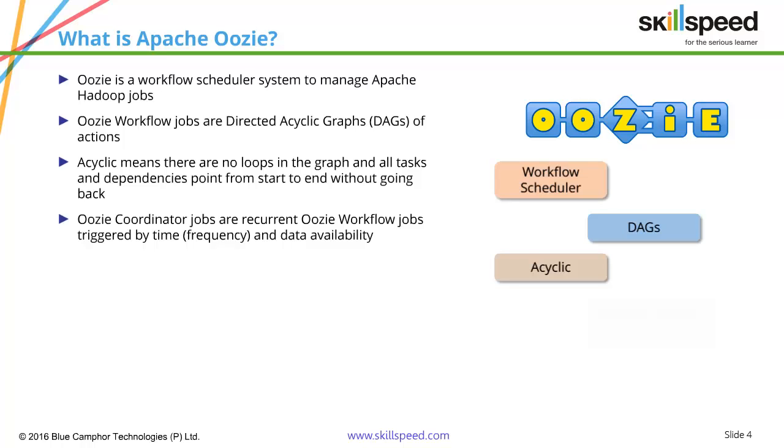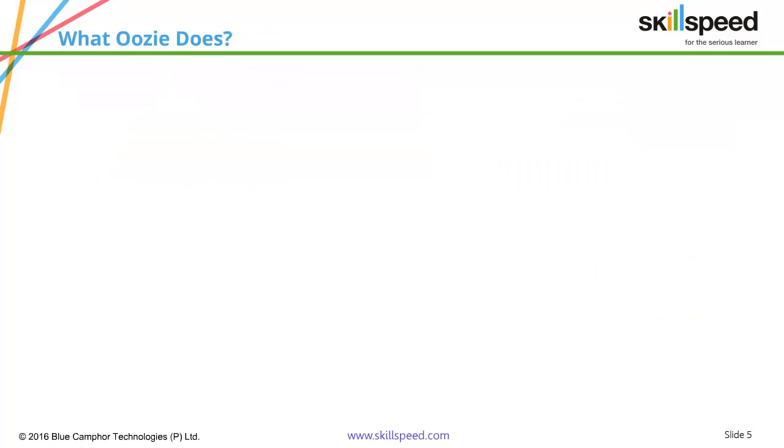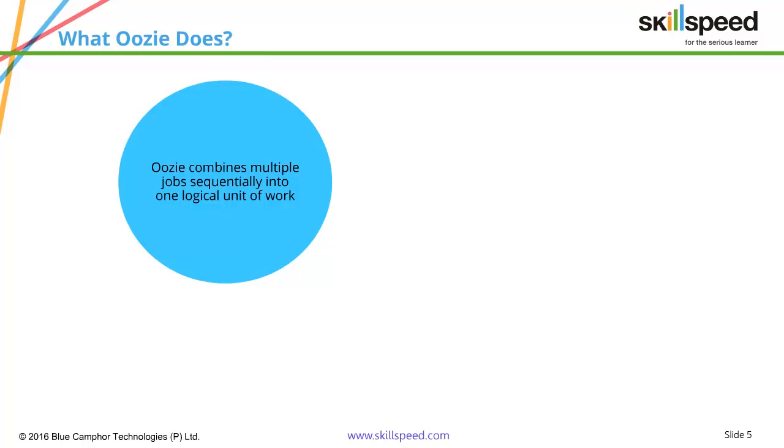Now, Oozie is also integrated with the rest of the Hadoop stack, supporting several types of Hadoop jobs out of the box. And it is very much scalable, reliable, and extensible. If we take a deeper look at what Oozie does, it can combine multiple jobs sequentially into one logical unit of work. Usually in a production environment, we might need multiple jobs to work as a single one in a sequential order. Oozie allows you to define the order and execute them in a sequential fashion.